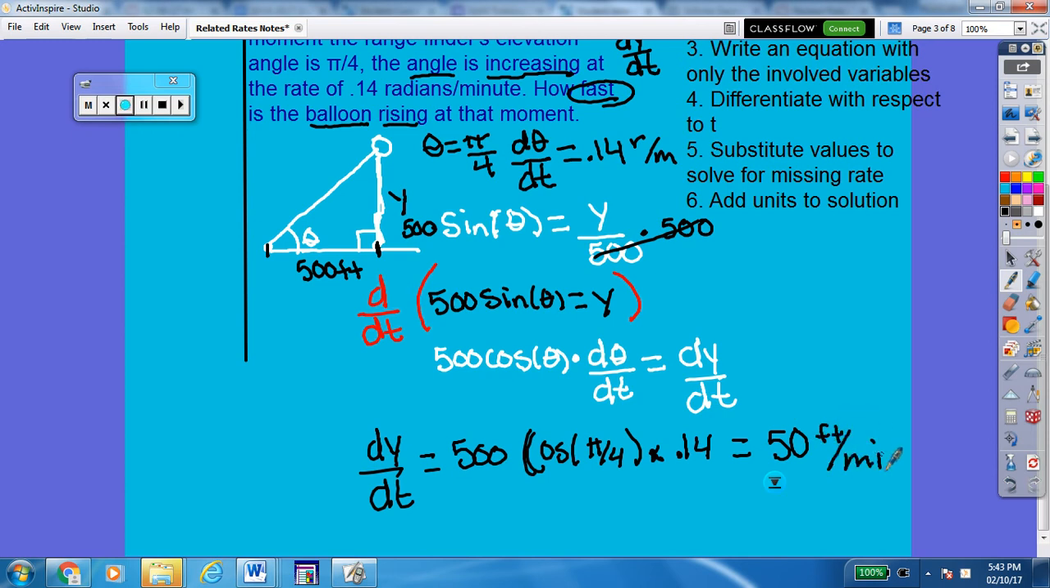So this is an example involving an equation that dealt with trig, and hopefully that kind of made sense. So go ahead and put that in your notes, and then we'll watch the next one.